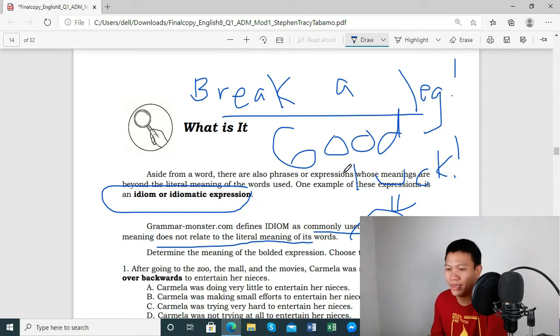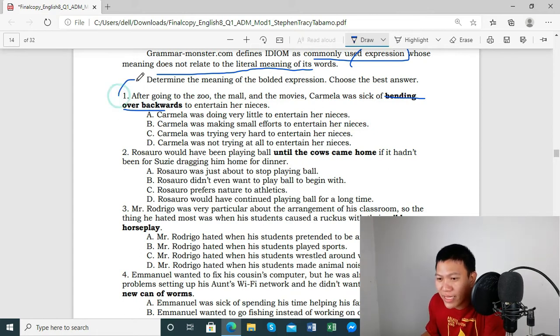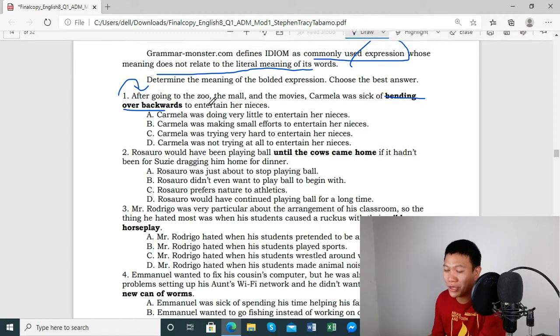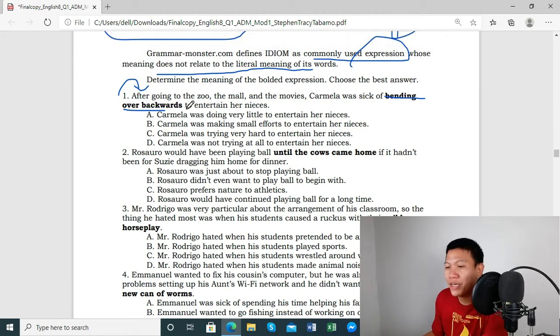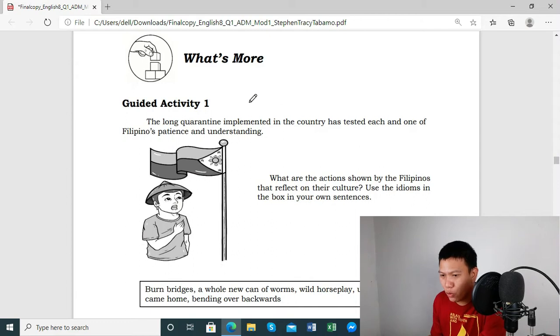So break a leg. So we have here other idioms. You will identify their meanings, choose A, B, C, D, by understanding the sentence. So you can use context clues. You can identify synonyms, you can identify antonyms, explanations, or examples. Just read the sentences and you can identify the meaning. Clear yon? Okay. Now we have another activity, guided activity.